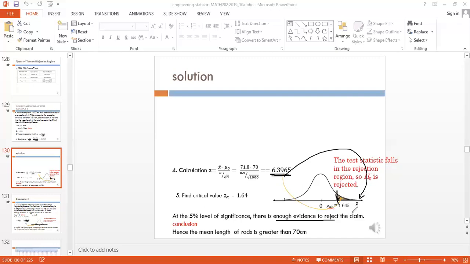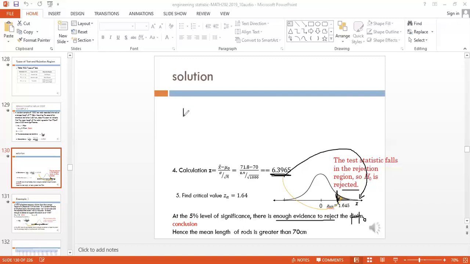Let me put it well. So we have evidence to reject what? H naught. We have evidence to reject H naught because a claim is not always your H naught. So we are saying that the test statistic falls in the rejection region. So H naught is to be rejected. So we conclude that at a 5% level of significance, there is enough evidence to reject the null claim, which is H naught.